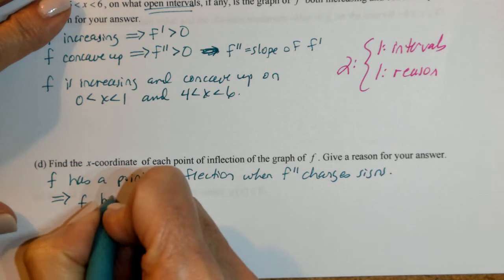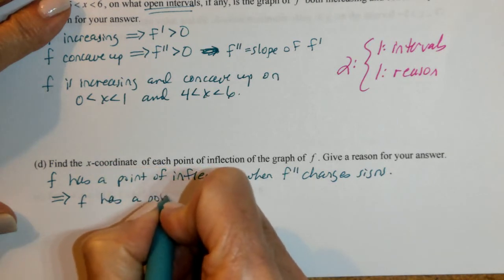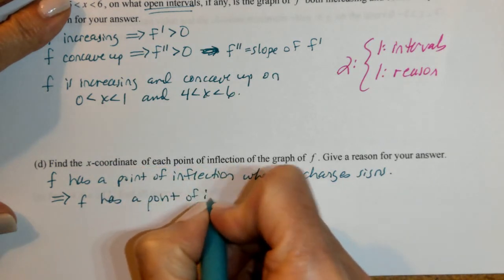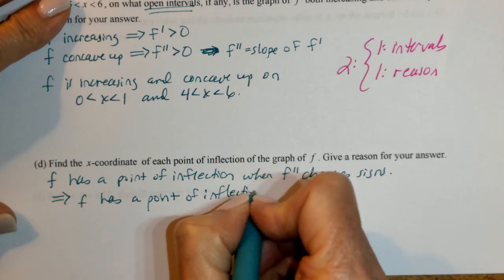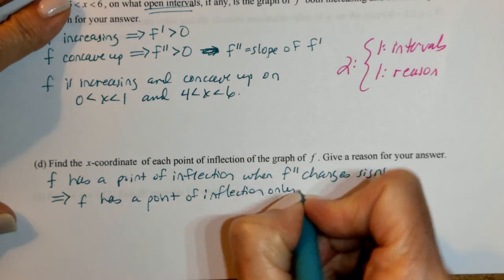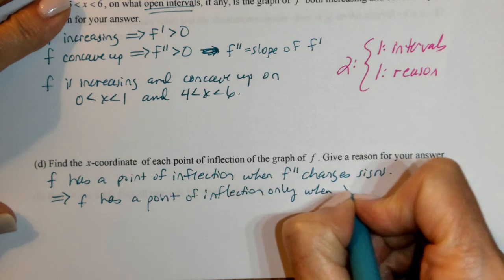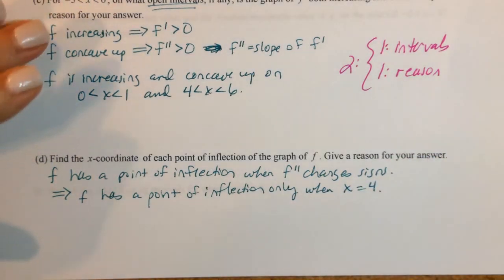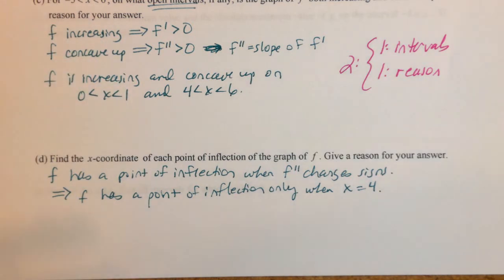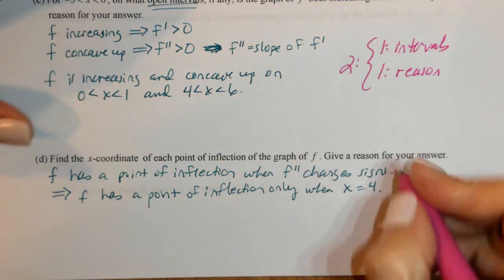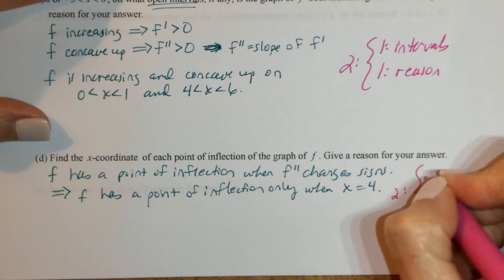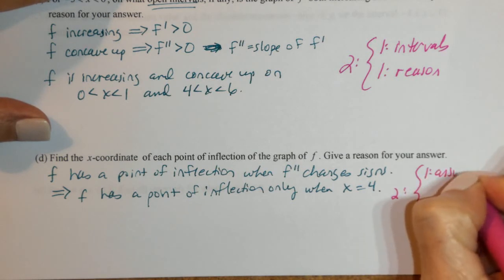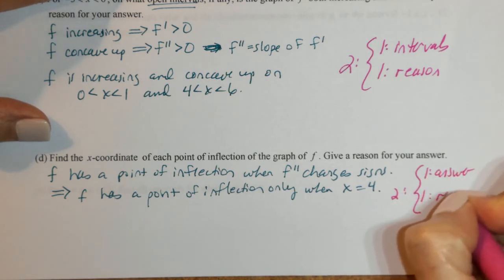So f has a point of inflection only when x equals 4. This was worth 2 points. 1 point for the answer, 1 point for the reason.